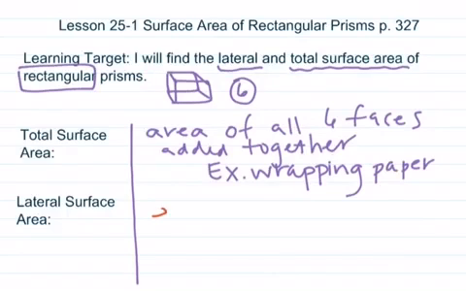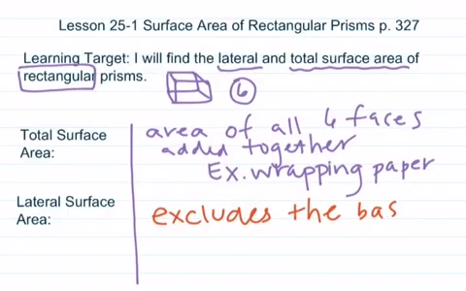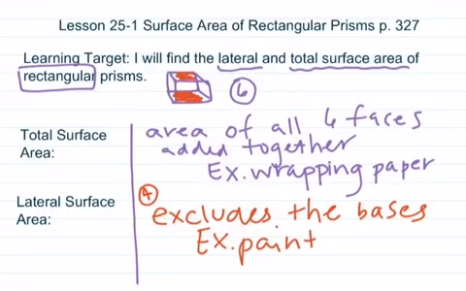Lateral surface area excludes the bases. So it's just the sides, the lateral faces of the box. So in this case, our base is the top and the bottom of the prism. So your lateral faces, there would be 4 instead of 6. So it's going to exclude the top and the bottom. So an example of this, if you were going to paint a room, you're not going to paint the ceiling and the floor. So we're going to say painting a room.